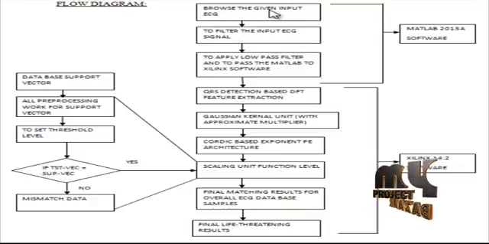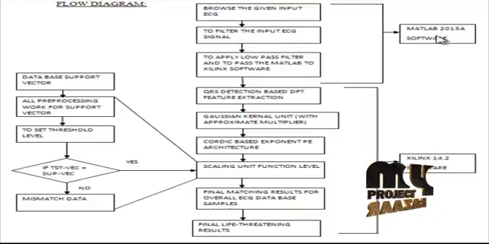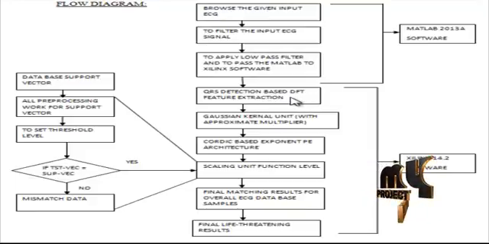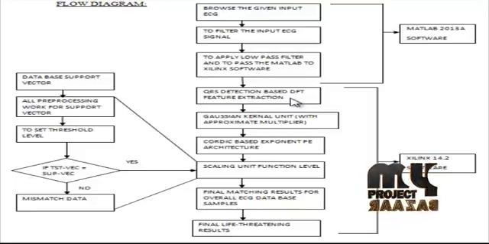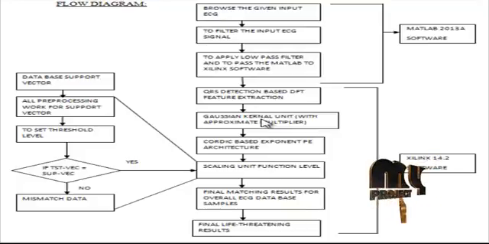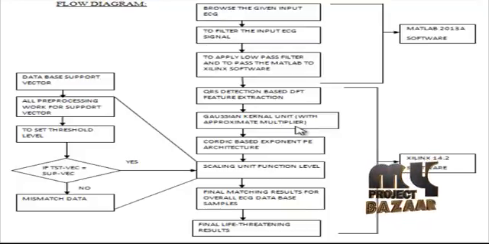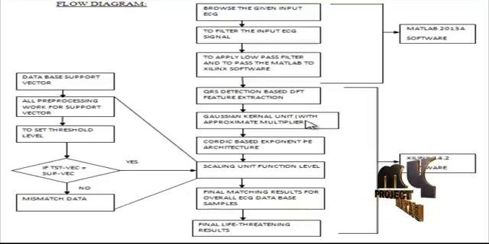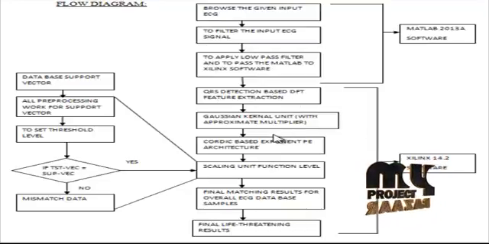These functions are presented in MATLAB 2013A software, and we apply the MATLAB file to the Xilinx software and call the Xilinx software directly to identify the QRS detection based DFT feature extraction architecture. This DFT feature extraction architecture mainly uses the approximate multiplier functions and identifies the Gaussian kernel unit using the approximate multiplier. Then we pass to the CORDIC and exponential architecture.